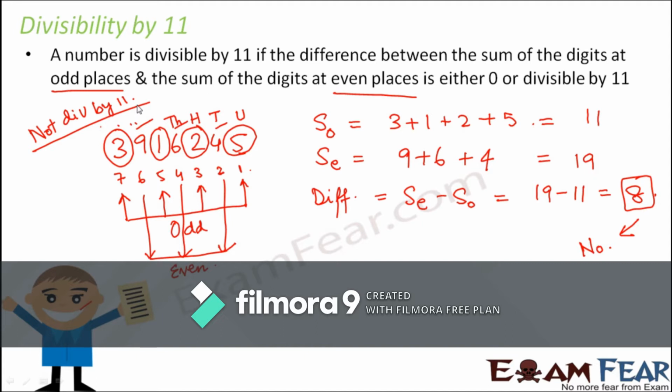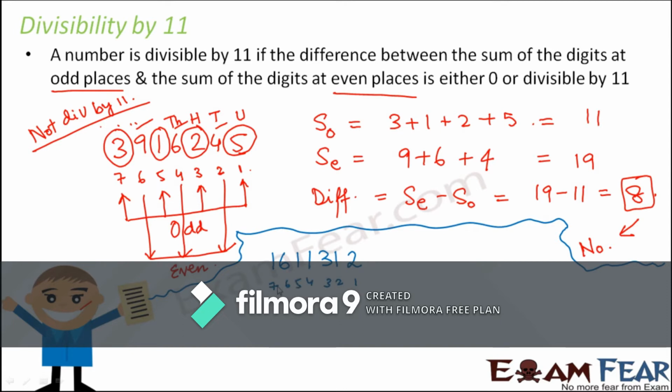Now we will take another example. The more examples we take, the better the understanding becomes. So let us take the next example. So now we consider a number 1611312. So you have to determine if this number is divisible by 11 or not. So let us first try to find out the digits at the odd and the even places. So let us number the places 1, 2, 3, 4, 5, 6, 7.